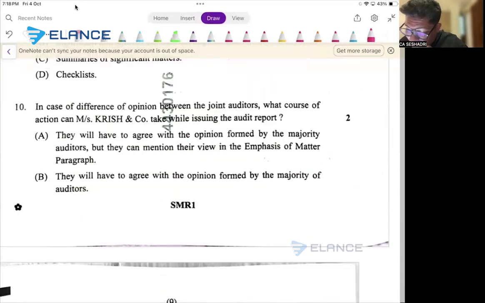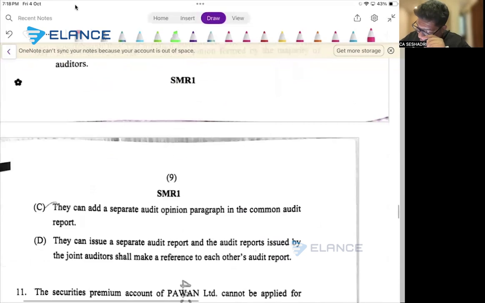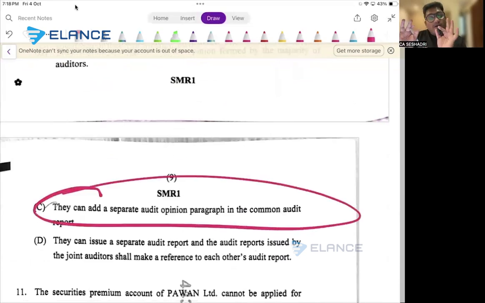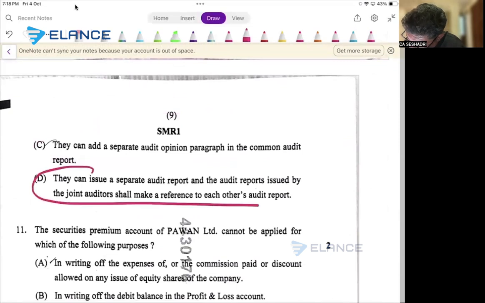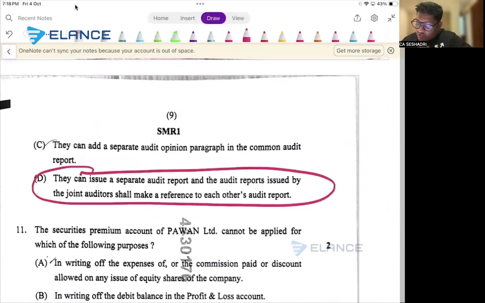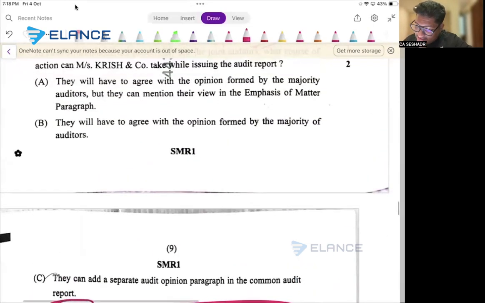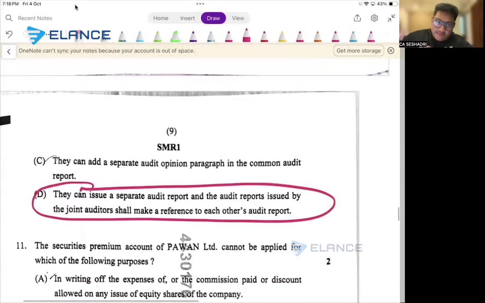In case of difference of opinion between joint auditors, SA 299. Difference of opinion, give a separate report. Common audit report is enough, but when you have difference of opinion, you can give a separate audit report. They can issue a separate audit report, and auditor's report issued by joint auditor shall make a reference to each other's audit report. Yes, that's the answer. Separate audit report is the answer.